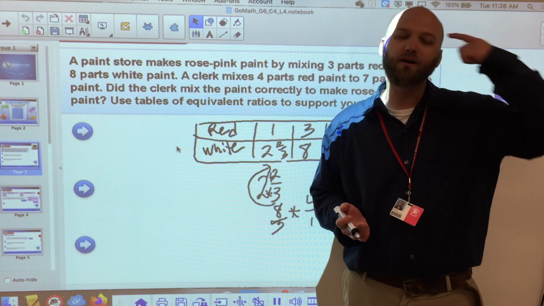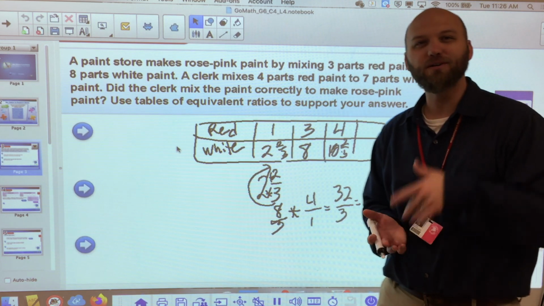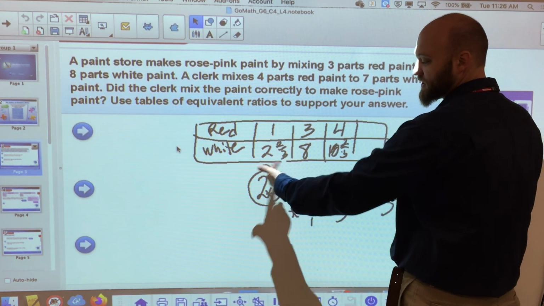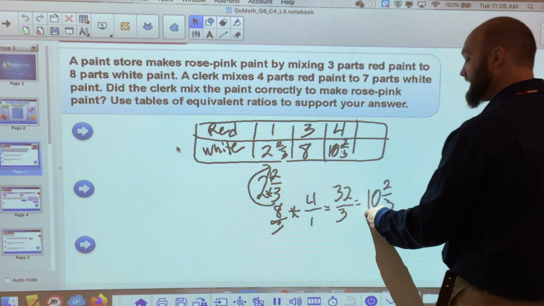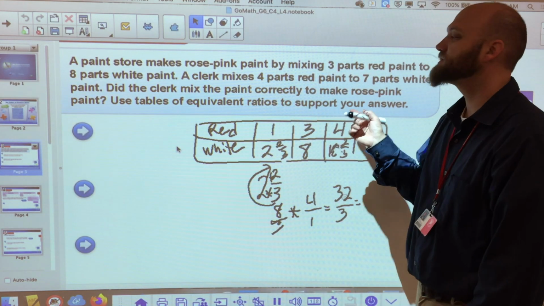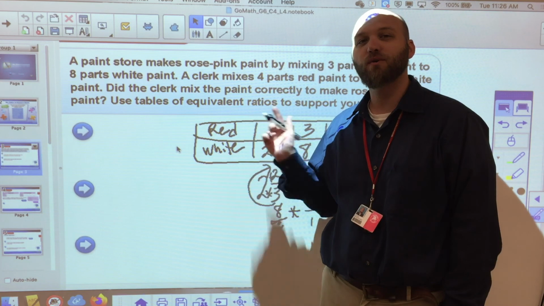Now we're going back and we're going, oh, I remember when we were multiplying with mixed numbers. That makes sense. Again, I multiply with mixed numbers by turning them back into an improper fraction and checking my work, and I know that that is incorrect. So I can call out that paint store clerk respectfully, of course, and show him the correct amount.